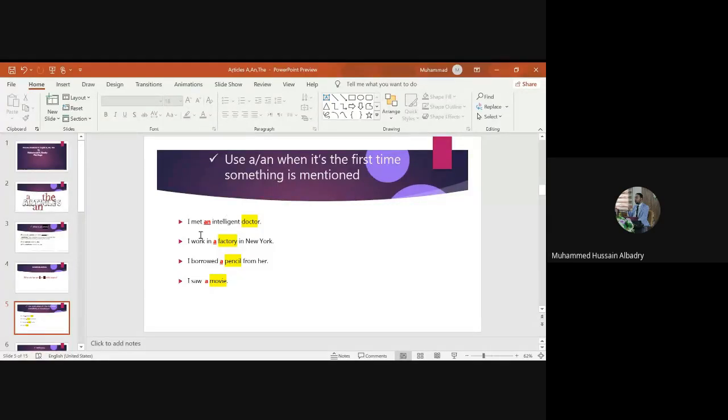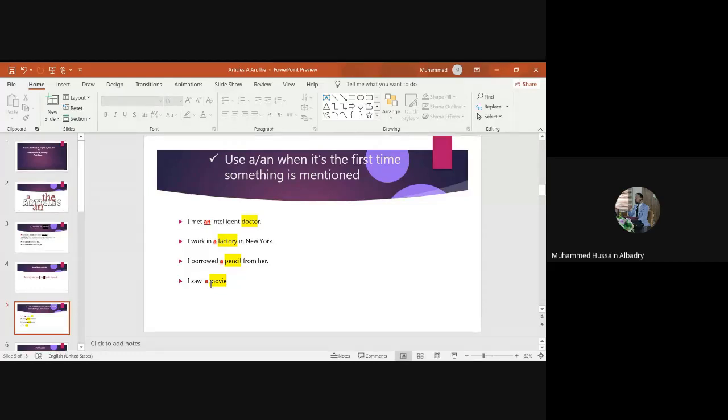For example, you say I met an intelligent doctor. You know a and an: if the word starts with a vowel sound, use an; consonant, a. I met an intelligent doctor. See? An. Doctor is a noun, and an adjective can come before it. I work in a factory. I borrowed a pencil. I watched a movie for the first time.